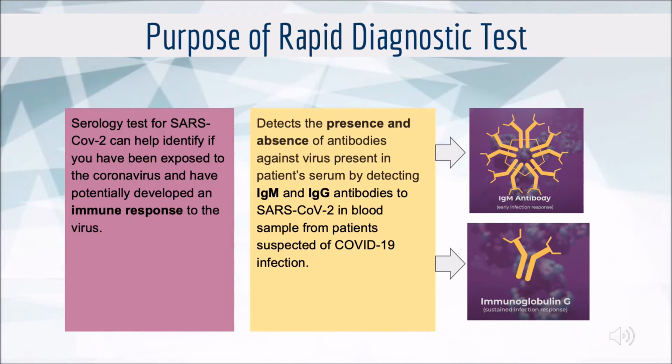Immunoglobulin M or IgM antibodies are the body's first line of defense and are produced shortly after someone is infected with the virus. IgM antibodies don't stay long in the body. However, a few days after infection, the body produces immunoglobulin G or IgG antibodies, which are sustained in the body.